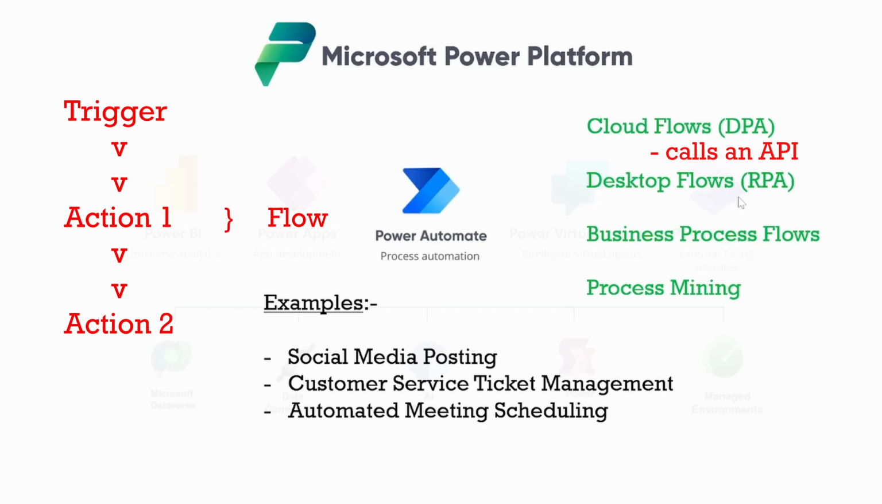Next up, we have desktop flows, which is my favorite, robotic process automation. In this flow, you train a robot to perform a task, which is a repetitive task. So you can, for instance, train the robot to open a PDF, extract a certain line from the PDF, and insert that line into a Word document or a SharePoint list.